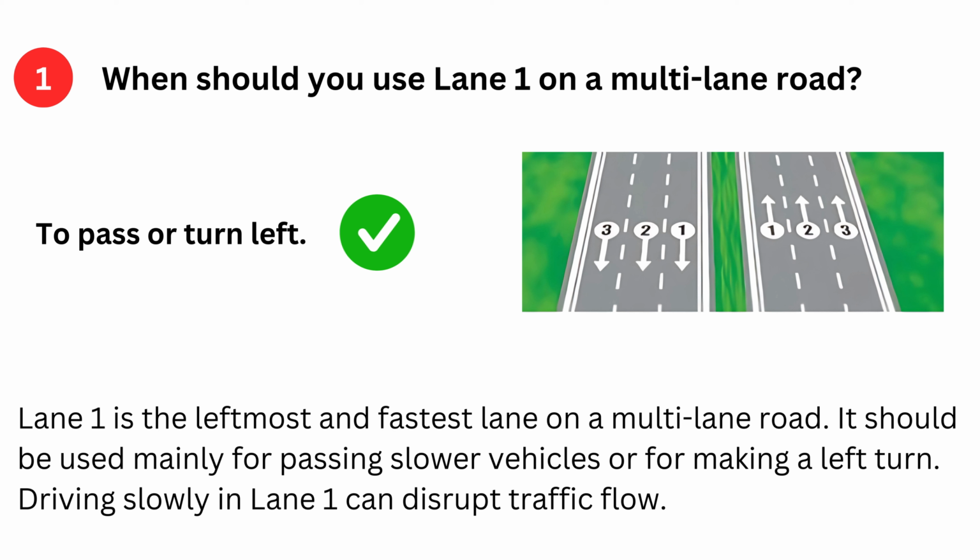The correct answer is Option B. To pass or turn left. Explanation. Lane 1 is the leftmost and fastest lane on a multi-lane road. It should be used mainly for passing slower vehicles or for making a left turn. Driving slowly in lane 1 can disrupt traffic flow.